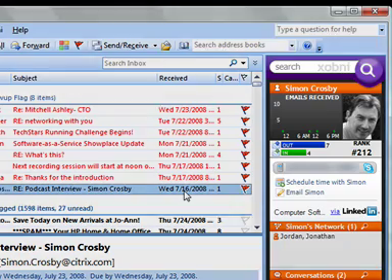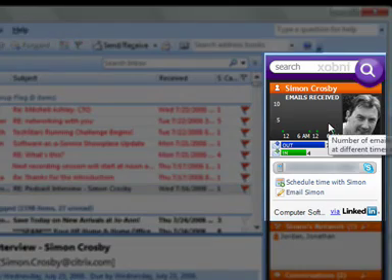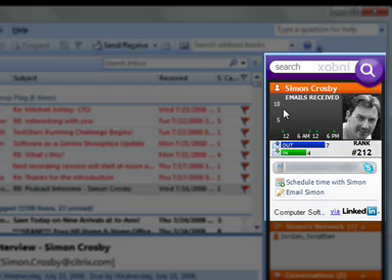You'll notice in the upper right-hand corner, we have a picture of Simon. Now that picture is actually coming from LinkedIn because Simon has a profile on LinkedIn. And guess what? Xobni interacts with LinkedIn and pulls in information for anyone that matches that email address.